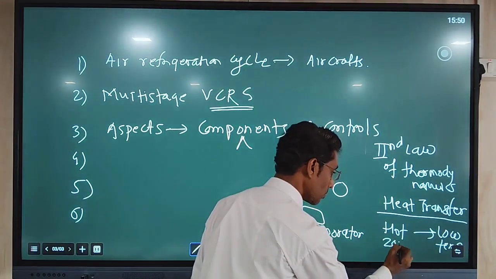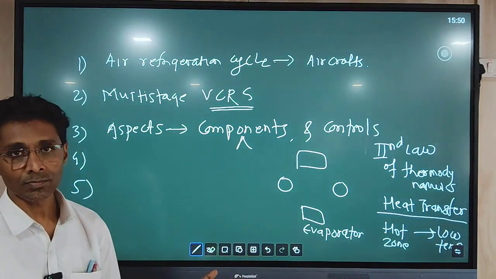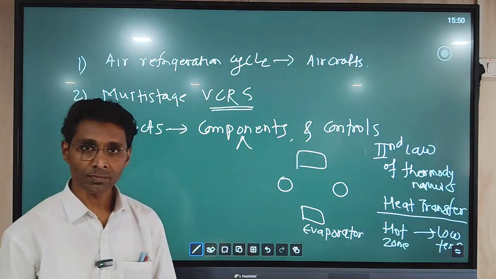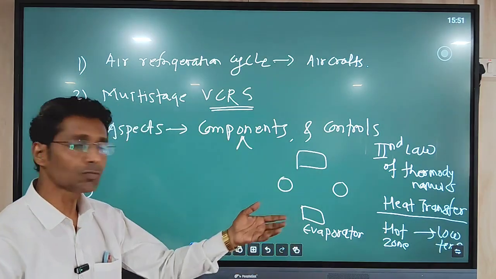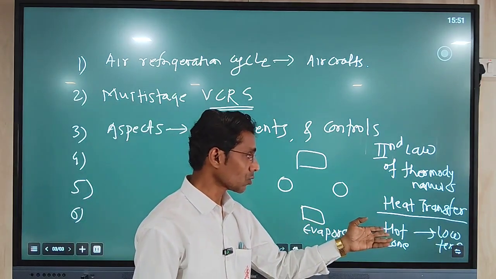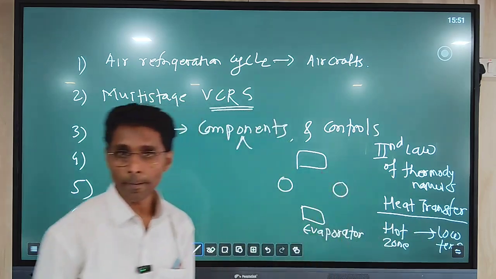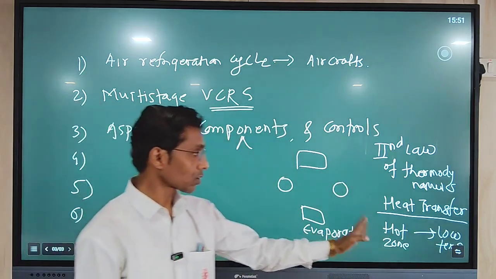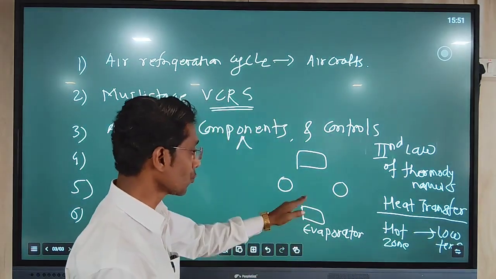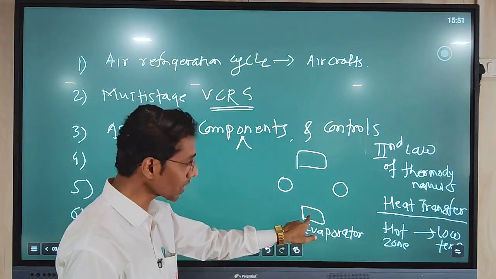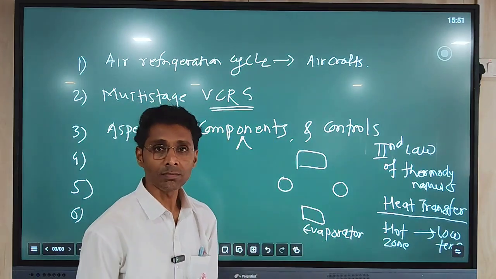Hot zone, meaning the high temperature zone, to the low temperature zone automatically by the different modes, conduction, convection or radiation. These are the modes of heat transfer. So naturally heat transfer takes place from the high temperature zone to the low temperature zone. But here we have to remove heat from the low temperature zone to the high temperature zone. This is not possible naturally.